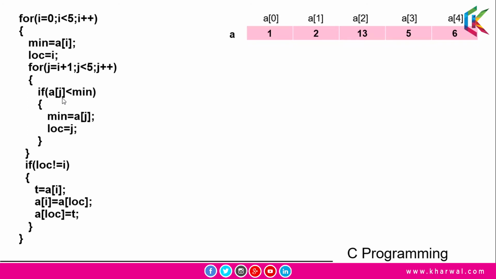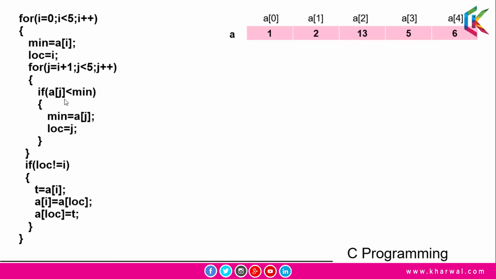So if A of 3 less than minimum and the value at A of 3 is 5 and the value of minimum is 13, so it is true. Now we got the new minimum value, so minimum value will be 5 and the value of LOC is 3. And after that j plus plus will be executed, so the value of j will be 4 and 4 less than 5, it is true. Now it will check this if condition.